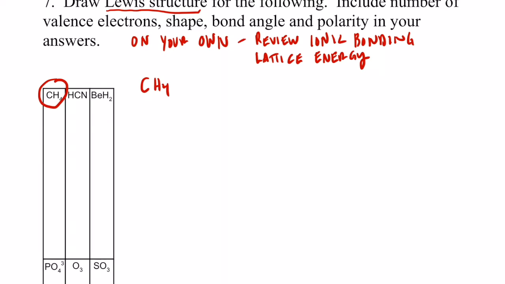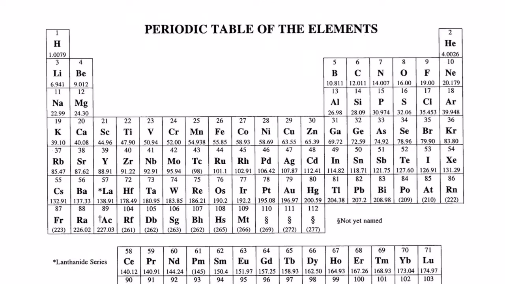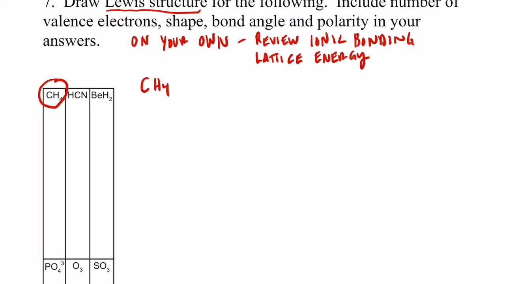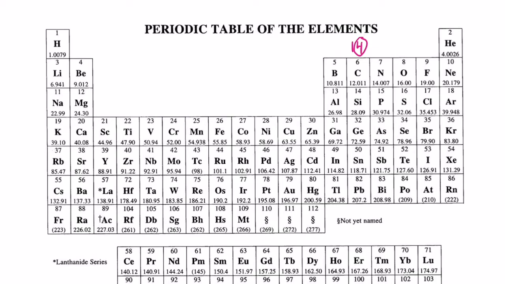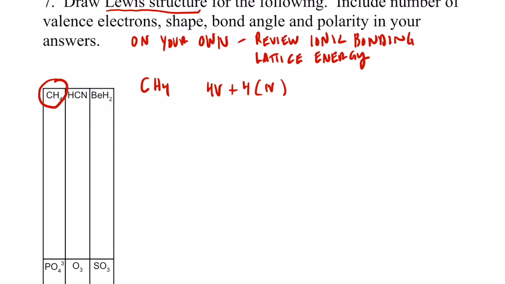So let's find carbon on our periodic table, and carbon is in group 14. Its configuration ends with 2s2, 2p2, so it has 4 valence electrons. So we have 4 valence from the carbon. And then there are 4 hydrogen atoms, and let's see, hydrogen's over here in group 1. Its configuration is 1s1. It has 1 valence electron, so 1 valence for each of the 4 hydrogens, and that gives me a total of 8 valence electrons. So we've gotten that taken care of.